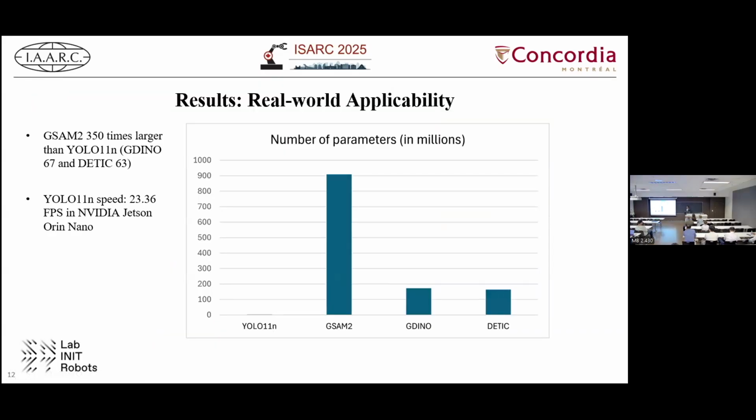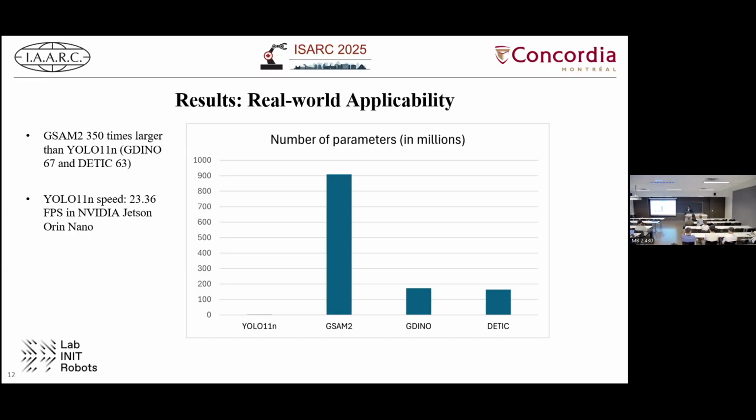To take it further, we wanted to understand the real-world applicability of such models to be deployed on a real robot going around doing real-time detection. To answer that, we started by comparing the most important factor, which is the memory footprint of the model itself, as measured by the number of parameters. We found that GSAM2 is 350 times larger than YOLO 11, and it is roughly the same for Grounding DINO and Detic, with 67 times larger and 63 times larger. So for now, it's not really deployable on a robot going around.